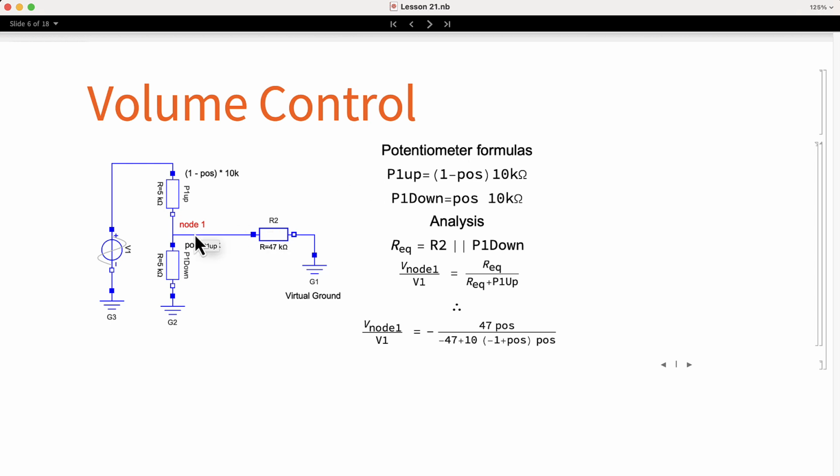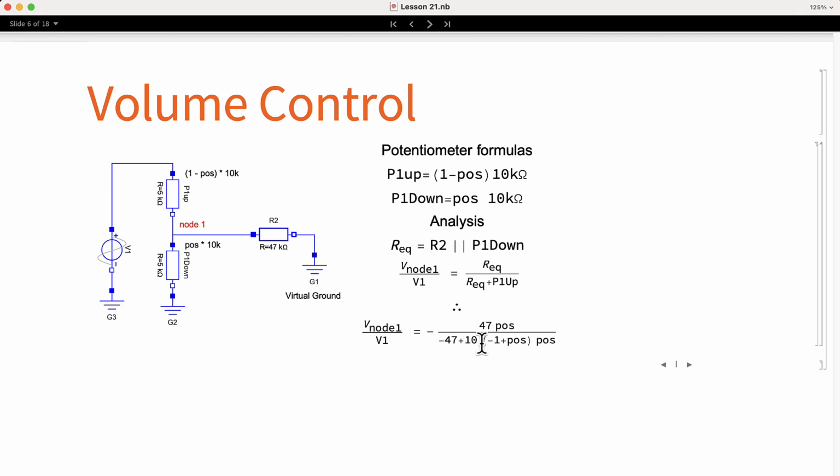The middle point of the potentiometer is connected to a 47 kilo ohm resistor, which is connected to virtual ground. We have already analyzed this circuit in the voltage divider lessons. What we did was to combine, in this case, resistor 2 and the lower part of the potentiometer into a single equivalent resistor because they are in parallel. Then we can use the voltage divider formula to calculate the voltage at this point. After replacing the numeric values, the formula is simplified to the following.